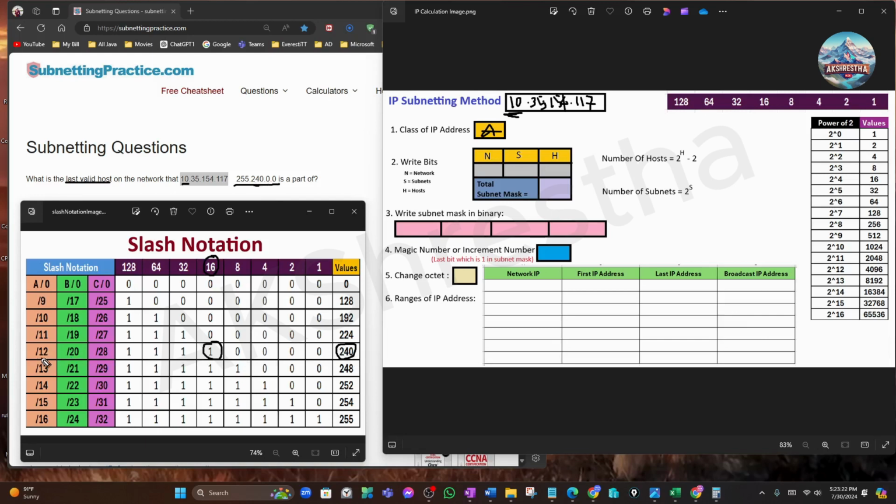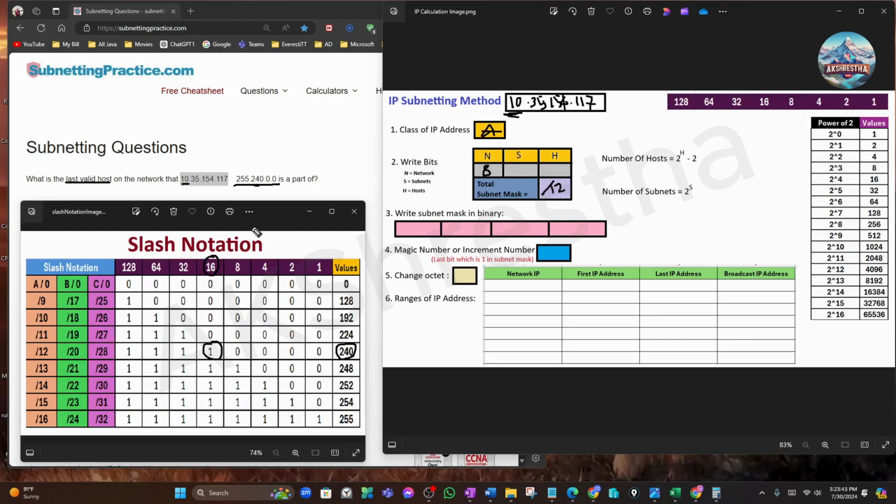240 is also a 12. This is a class A, so we know this is a 12, right? This slash notation is 12. So I put here 12, right? And A has always, what is our A? A has always 8, slash 8, right?